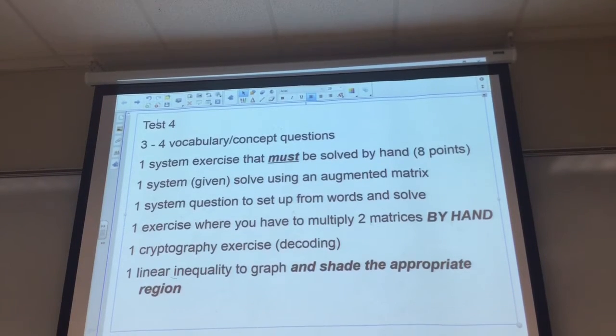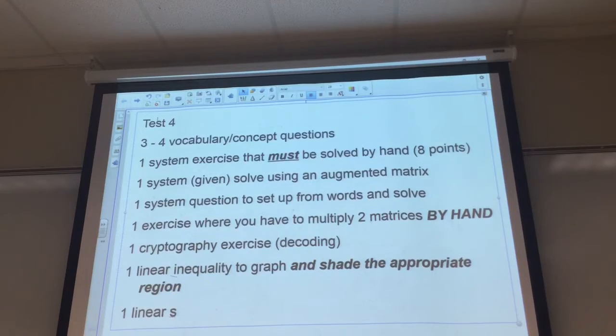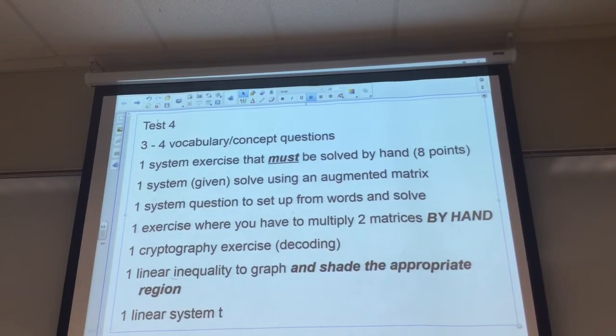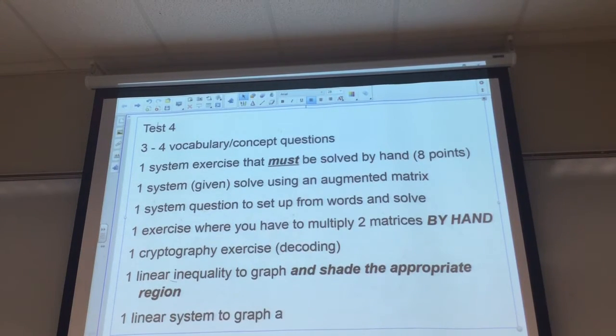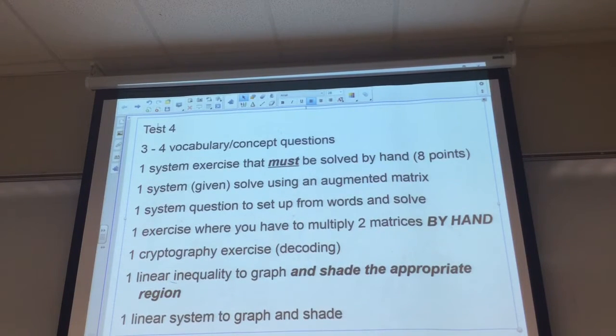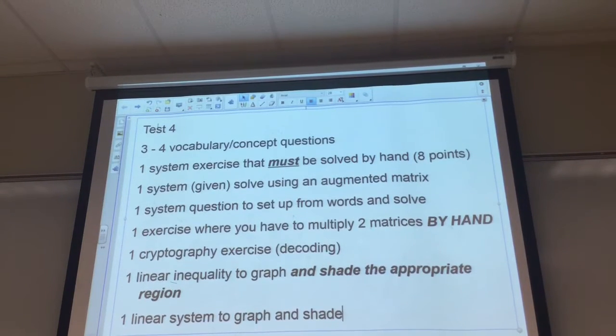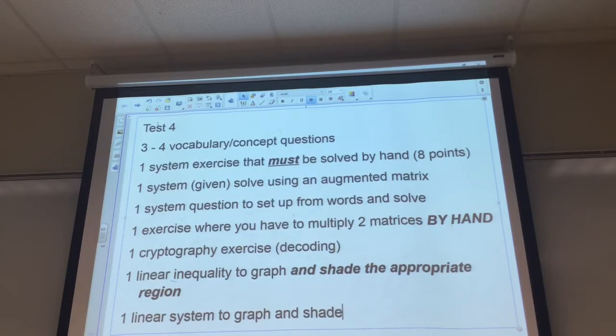You'll have one linear system to graph and shade. So that's kind of this last stuff up here, linear inequalities and linear systems. There's one problem with that. There's a problem like this.